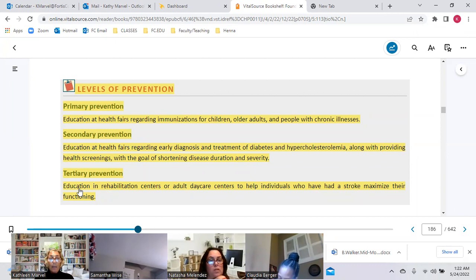Secondary: we're educating at health fairs regarding early diagnosis and treatment, say of diabetes, with the goal of shortening the disease duration and severity. Tertiary: we're still educating, but we're educating in a rehab center or an adult daycare center for a group of people who've had a stroke. Everybody understand that?